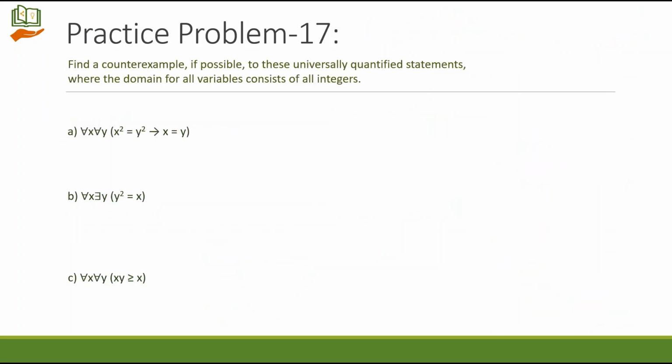Next problem. Find a counterexample if possible to these universally quantified statements where the domain for all variables consists of all integers. Actually we know what is a counterexample. An element for which P of x is false is called counterexample of universal quantifier. We have already worked with a counterexample practice problem with regard to single quantifier. Now it is with respect to nested quantifier. So we will start working now.